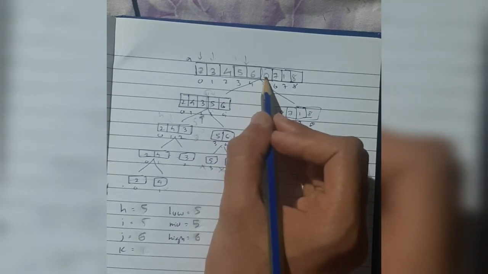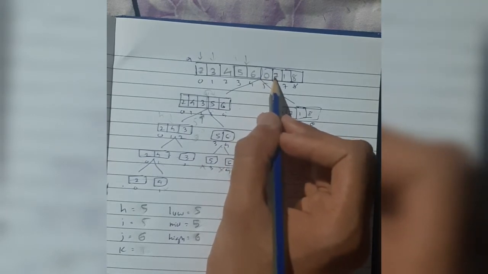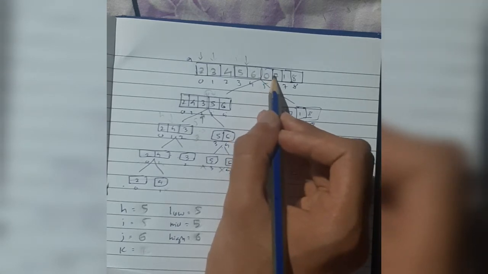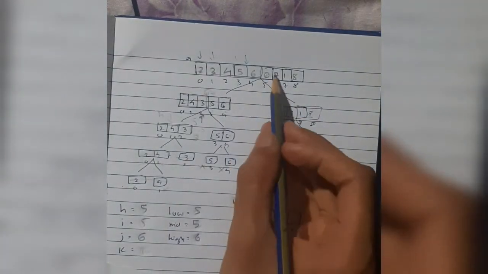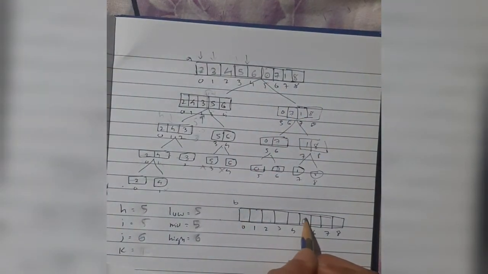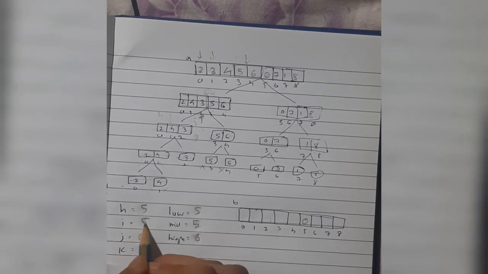Okay, this one is less than A of J. A of J is A of 6, which is 7. Is 0 less than 7? Yes, 0 is less than 7. At that time 0 will be written in A of 5. 0 will be written here, which is in B of I, H and I.